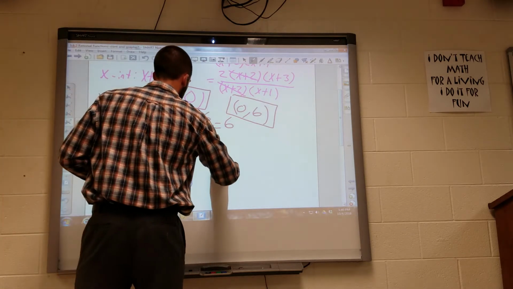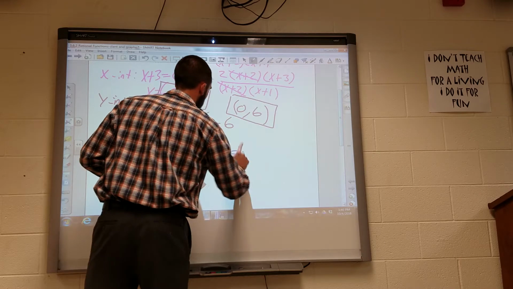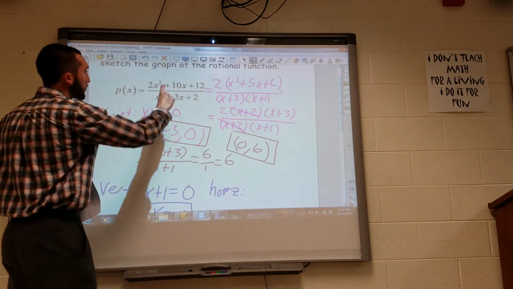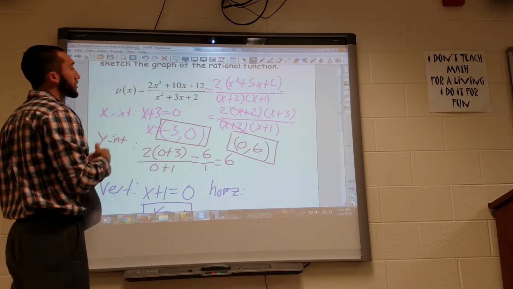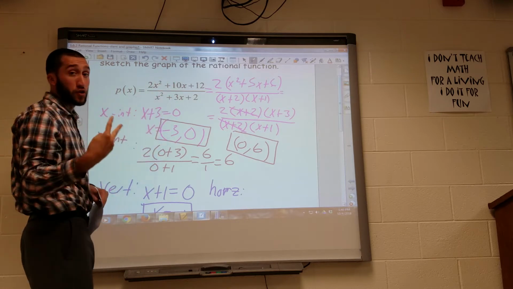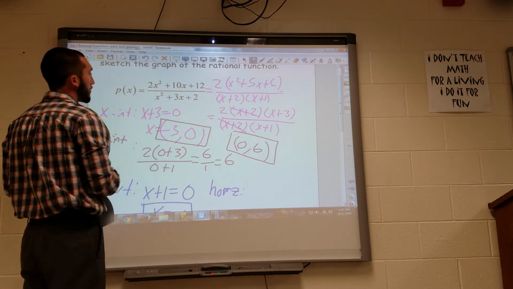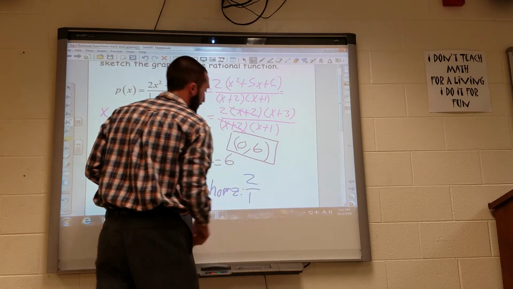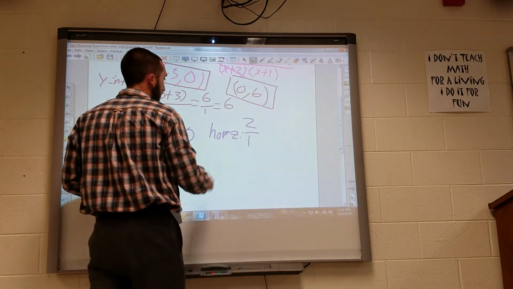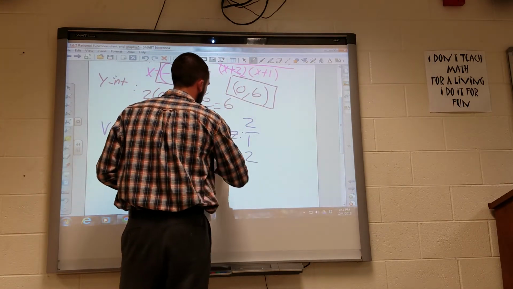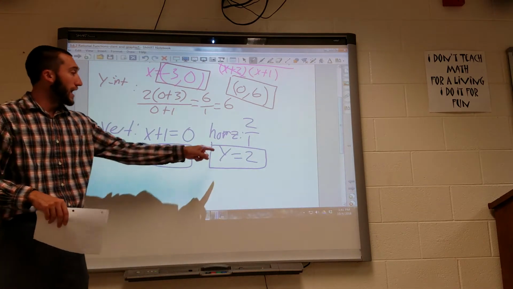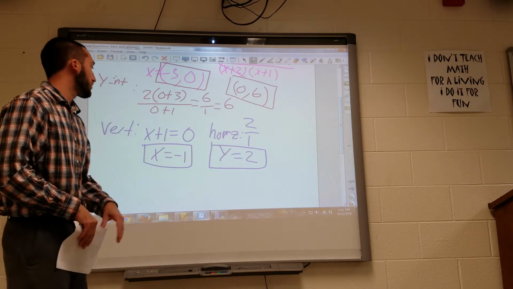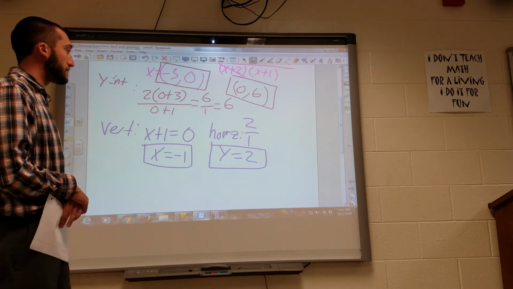Next, horizontal asymptote. For the horizontal asymptote, we look at the largest degree of the numerator and the denominator. These are both 2. So we just take the ratio of the leading coefficients. There's a 2 there, and an imaginary 1 there. So that means we have a ratio of 2 to 1, meaning our horizontal asymptote is the line y equals 2. Yes, you must write the line y equals 2. You cannot just say the horizontal asymptote is 2. The horizontal asymptote is y equals 2. The vertical asymptote is x equals negative 1.